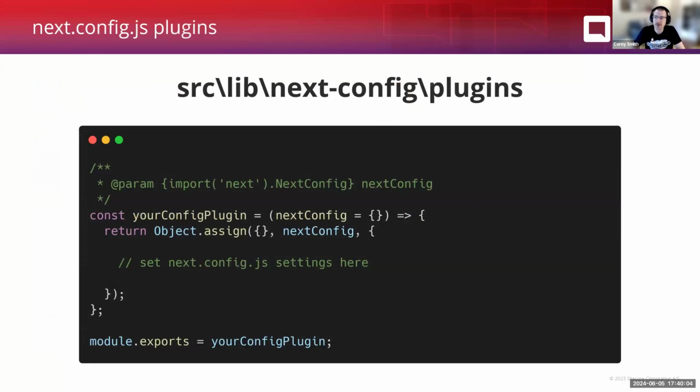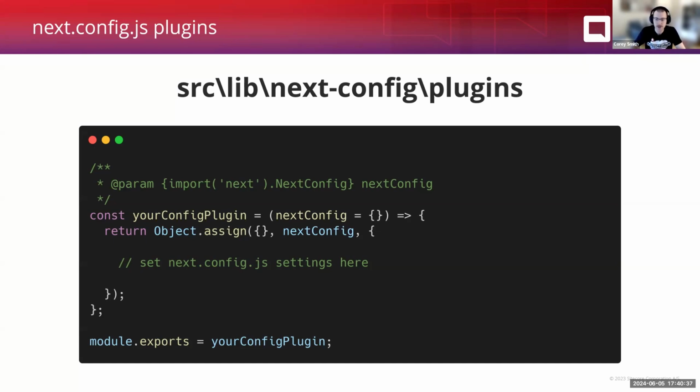Every Next.js app from Sitecore ships with some config plugins by default, and you can find them under the Next config plugins folder. And this is the general shape of a config plugin. So instead of modifying the Next.js config directly, you just set your Next.js config settings here. And at build time, these config plugins get applied to the Next.js config. If you're coming from the .NET world, this is really similar to Sitecore config patches and web config transforms.